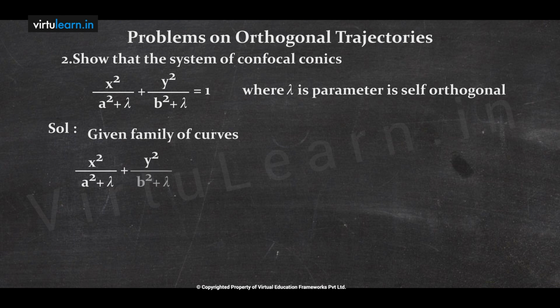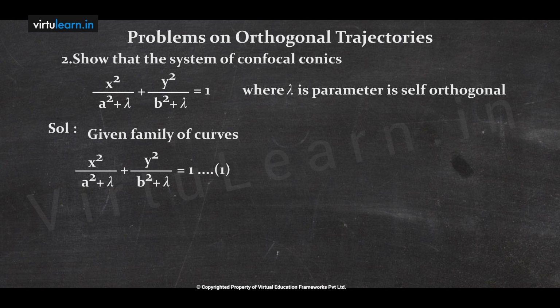Now first of all, consider the family of curves x square by a square plus lambda plus y square by b square plus lambda equal to 1. Here lambda is the parameter. We cannot eliminate lambda directly. Now I will differentiate on both sides. After that I will calculate separate values of a square plus lambda and b square plus lambda.